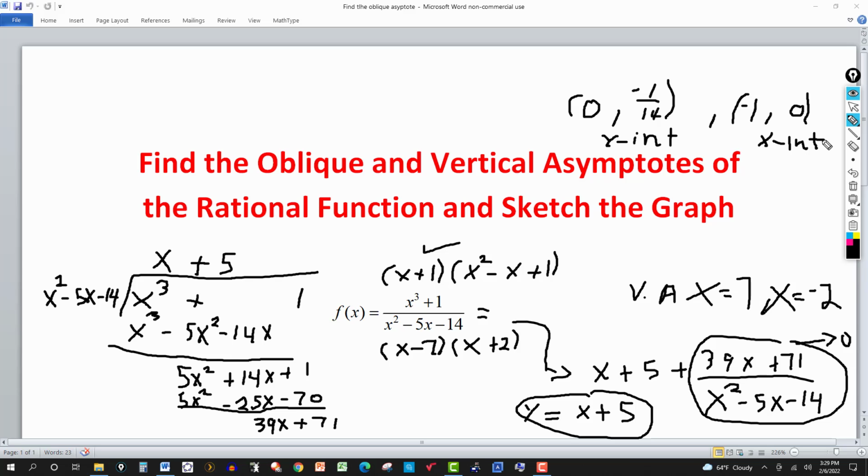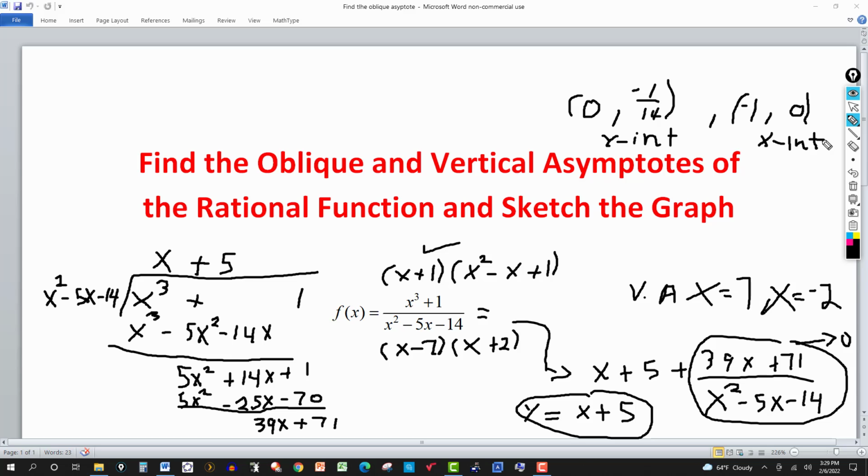Again, if you have your function in lowest terms, the values that make the denominator 0, but not the numerator, would generate the equations of the vertical asymptotes. In this case, 7 and negative 2. X equals 7, x equals negative 2 are your vertical asymptotes. Now, if the degree of the numerator is less than the degree of the denominator, y equals 0 will always be a horizontal asymptote. And there are other options for that, but right now we're just focusing on oblique and vertical asymptotes.